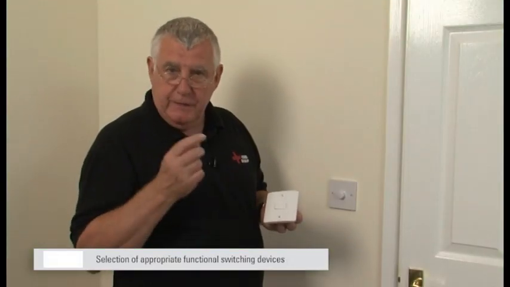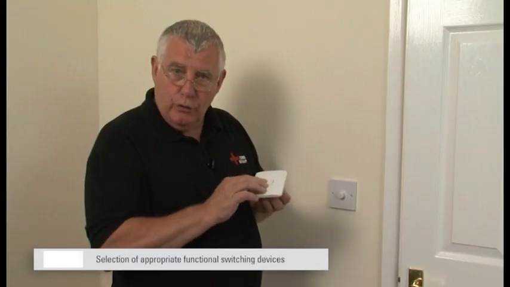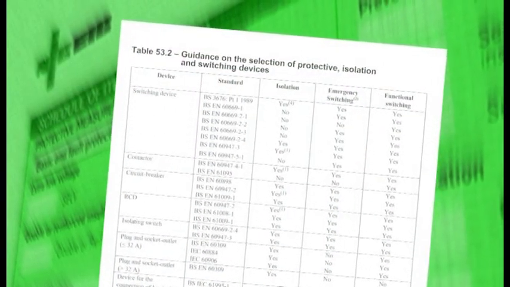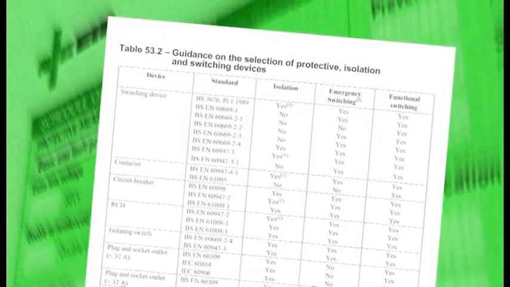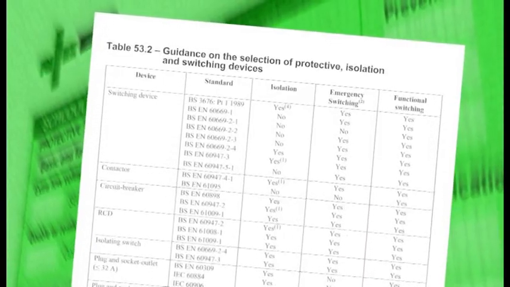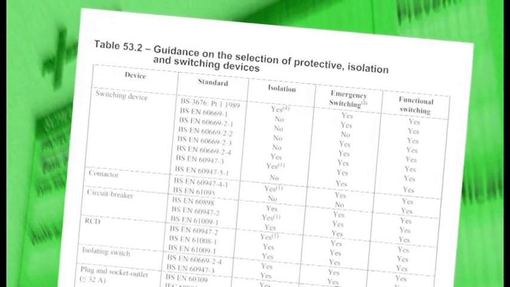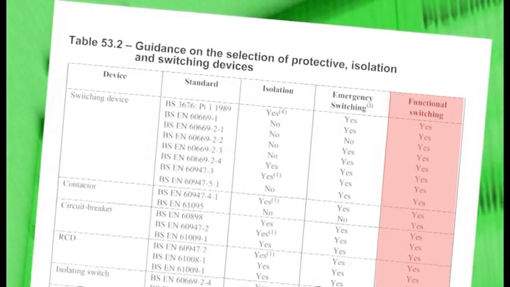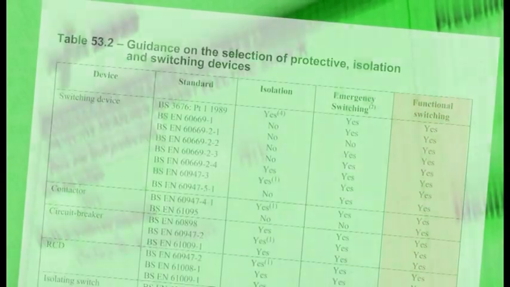Functional switches are devices that are intended to switch on or off, or in the case of a dimmer, vary the supply of electrical energy to all or part of an installation for normal operating purposes. Again, table 53.2, which we referred to earlier when checking devices for isolation, can also be referenced here for the suitability of any device for functional switching.